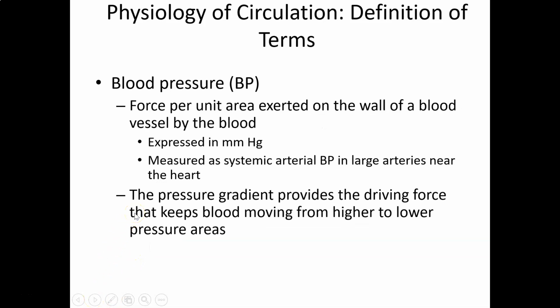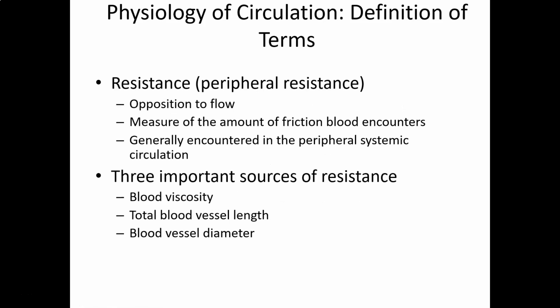Blood pressure is obviously the pressure that's exerted by the blood on the blood vessel. That pressure gradient is why blood moves. High to low pressure. If there's no pressure, blood's not moving. Resistance is always the opposition to flow. In essence, it's friction. The more resistance you have, the less blood flow you get.